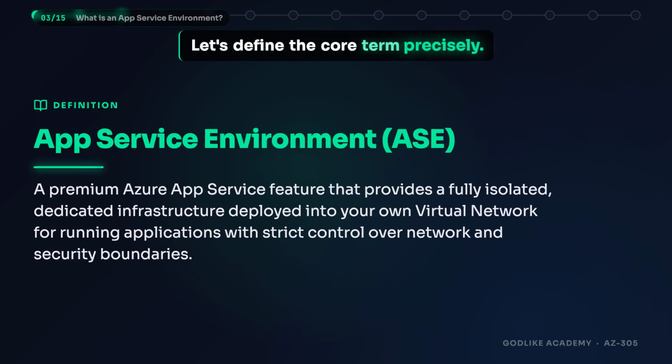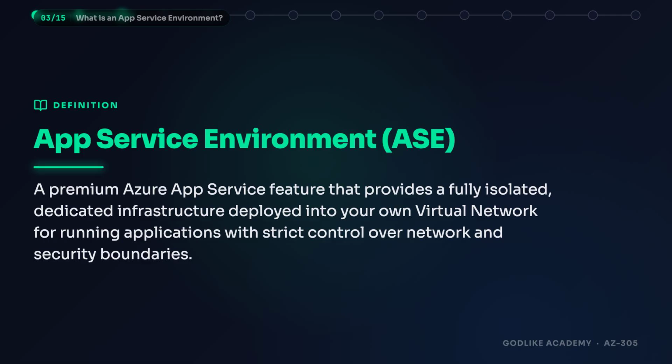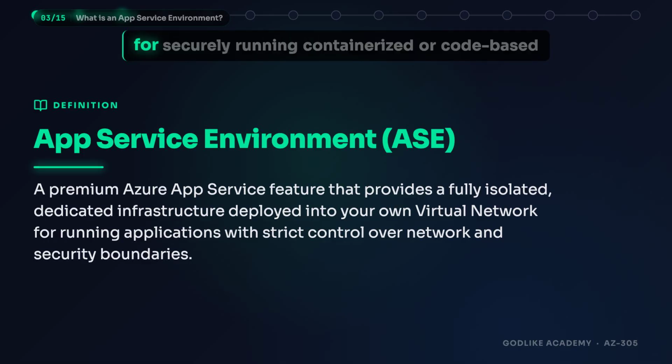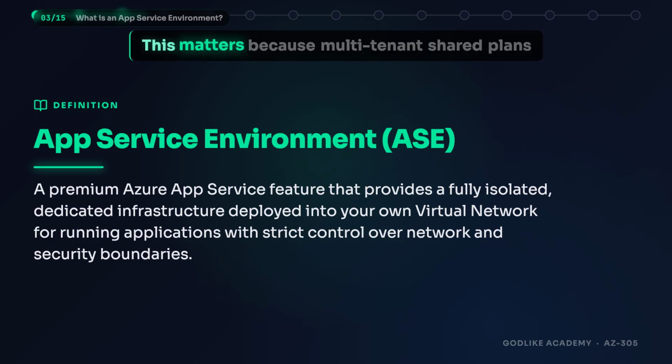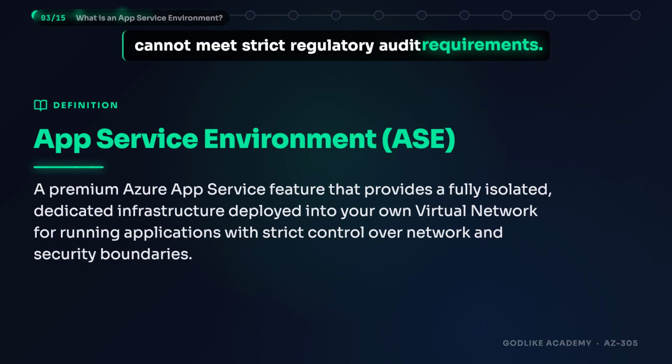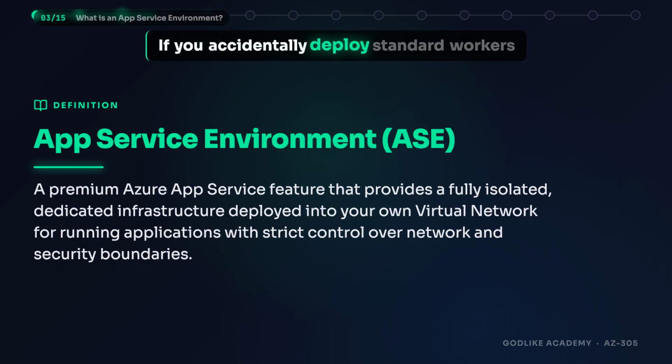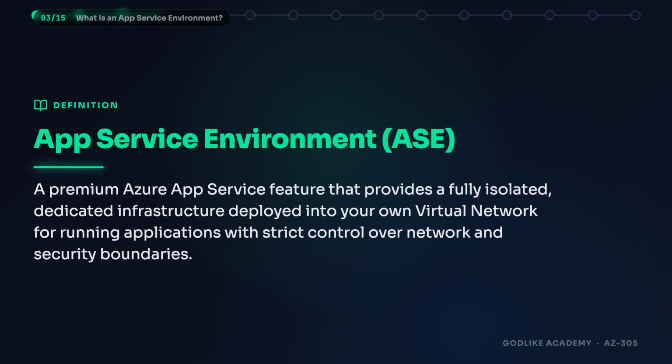Let's define the core term precisely. An app service environment is a premium Azure App Service feature that deploys the entire platform runtime into your dedicated virtual network subnet. It provides a fully isolated environment for securely running containerized or code-based applications without sharing compute nodes with other tenants. This matters because multi-tenant shared plans cannot meet strict regulatory audit requirements. If you accidentally deploy standard workers into this subnet, the ASE provisioning will fail and corrupt your network routing tables.